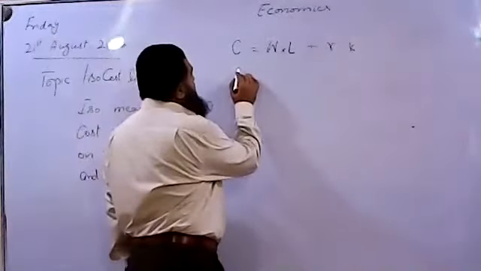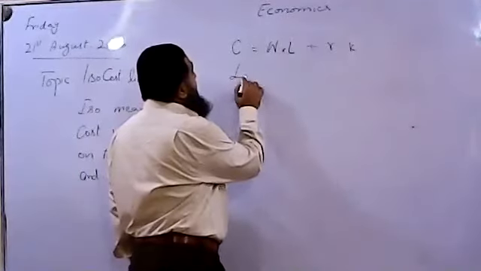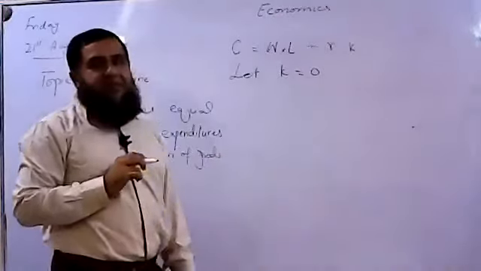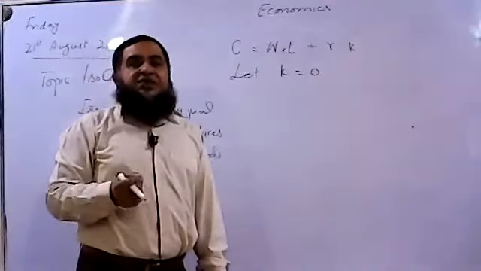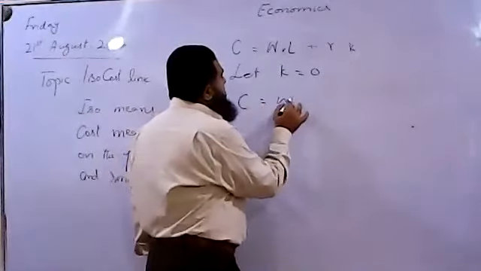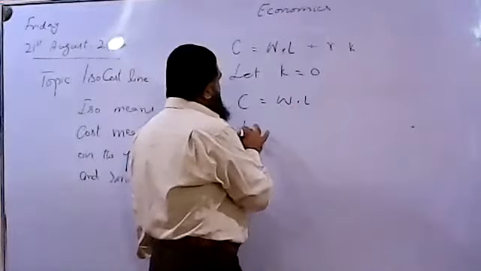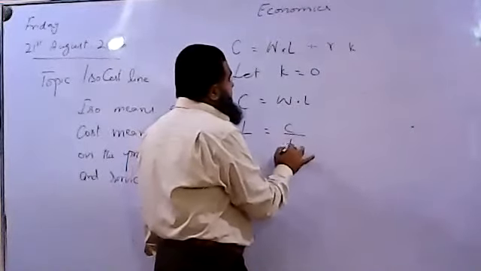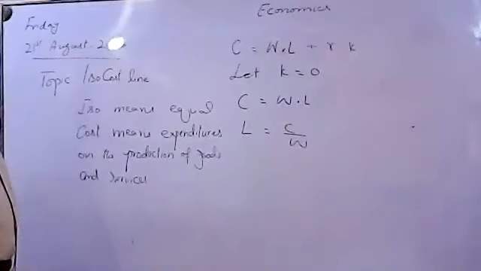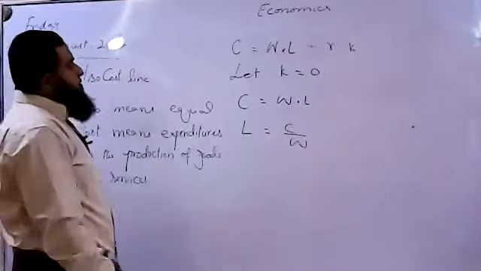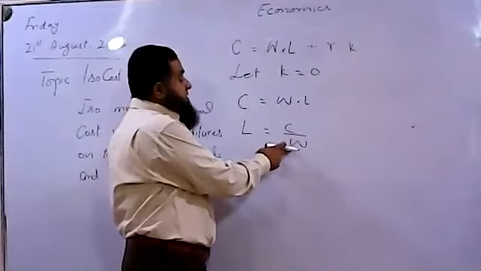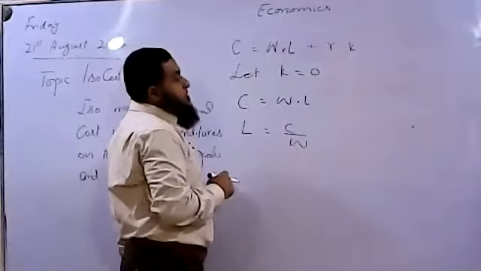Now suppose K should be 0. That is, capital is not employed by the producers, only the factor of production which is employed is labor. Now the cost of production will be equal to W into L. How many workers will be employed? We can find C over W. These are the number of workers which could be employed by the firm. If total cost is given to us divided by the amount of wages paid to each worker, we can get the number of workers employed.